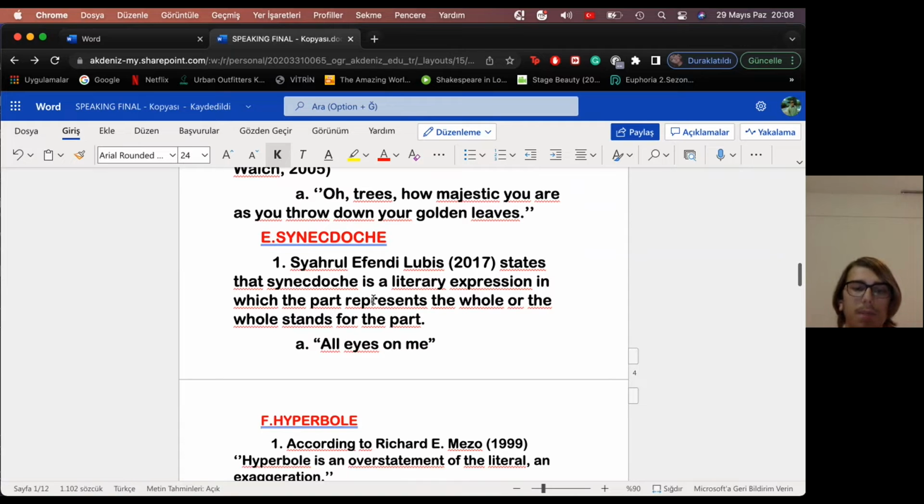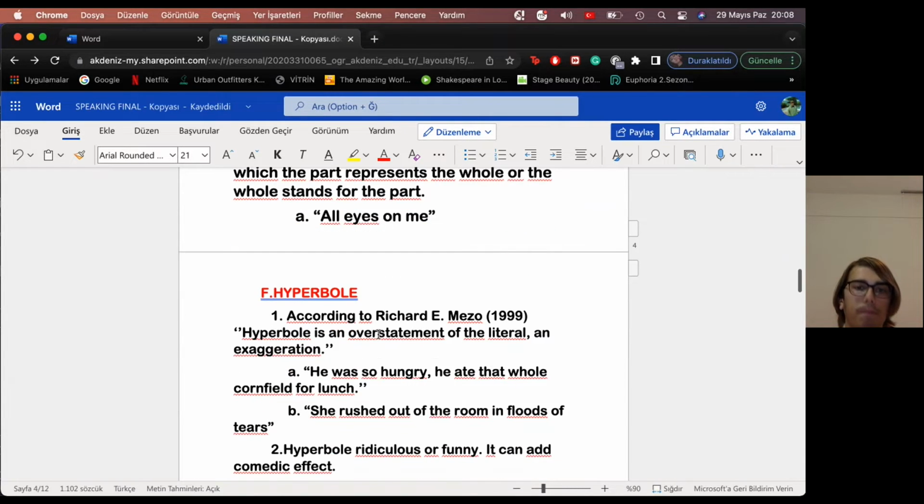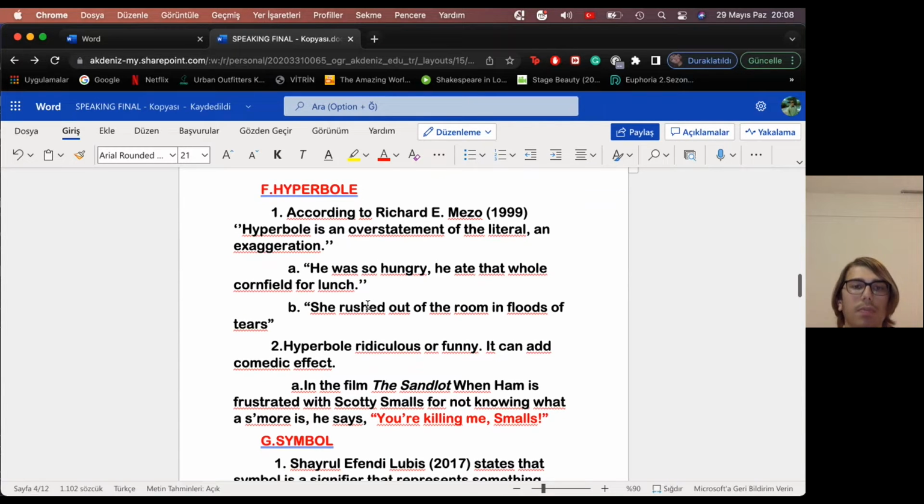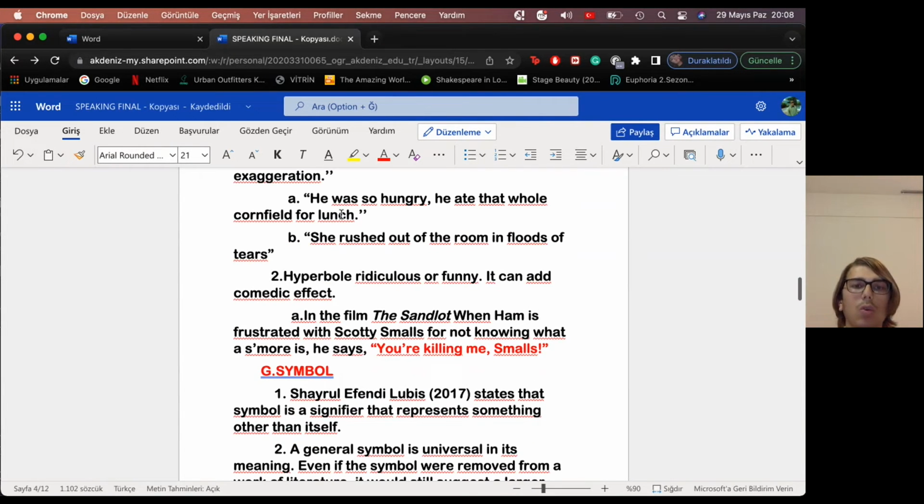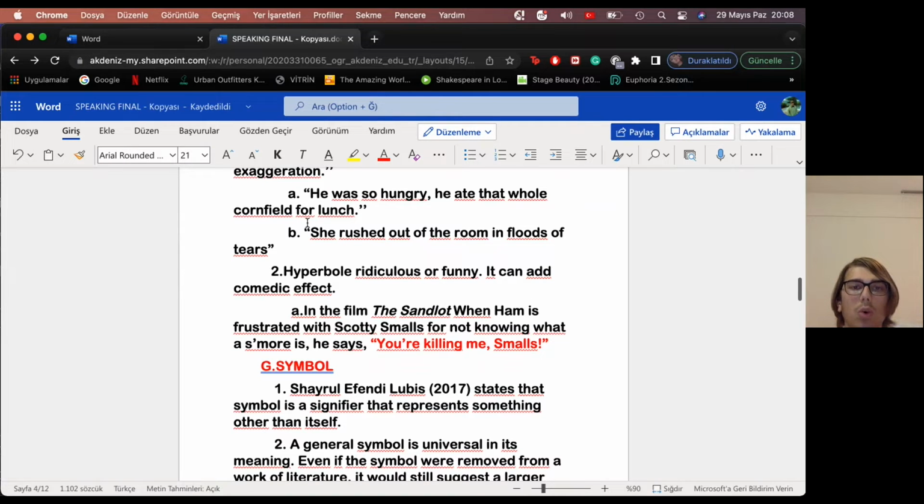Synecdoche is basically the part representing the whole. All eyes on me. So in this example, eyes represent the people because eyes are a part of the human body. Hyperbole is basically an exaggeration. He was so hungry he ate that whole cornfield for lunch. It's impossible to eat a whole cornfield for lunch.